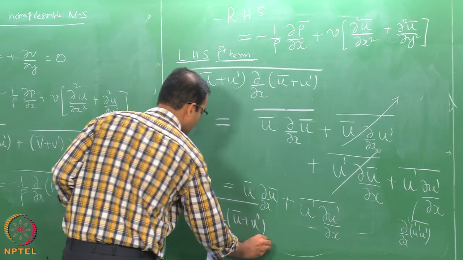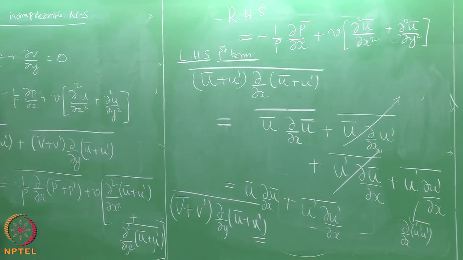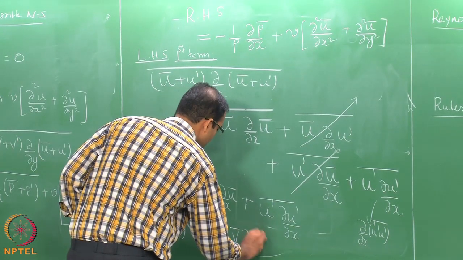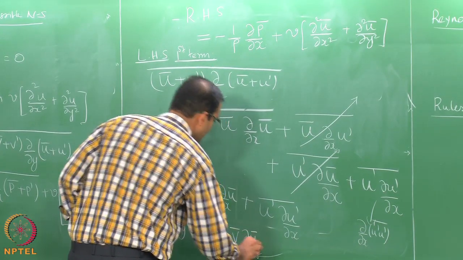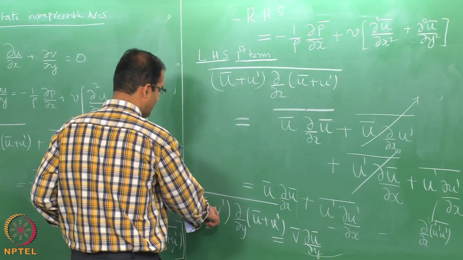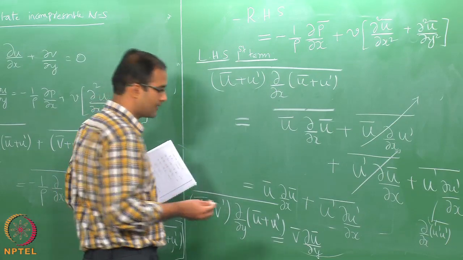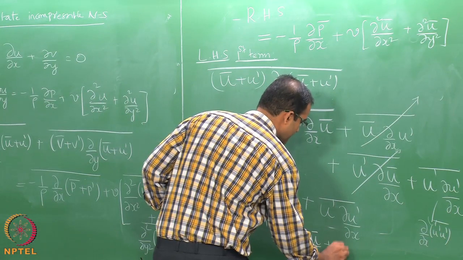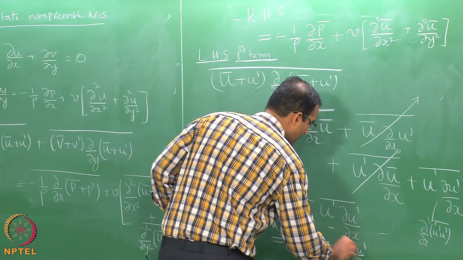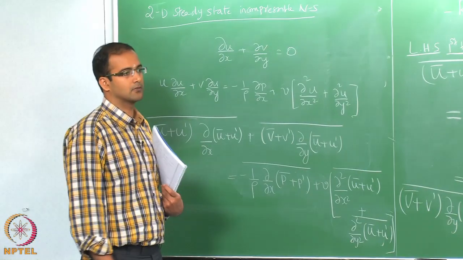so what do you think will come out of this second term on the LHS? V bar dou u bar by dou y. So we have v bar dou u bar by dou y, that is correct. The mean components will come as they are. Now fluctuating components, when they are multiplied with the derivative of the mean components, will be gone, and you have another component which is v bar du bar by dy, and the mean of this will not be 0.